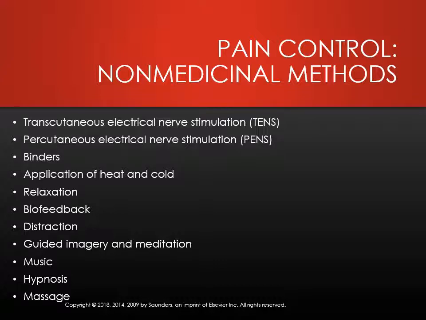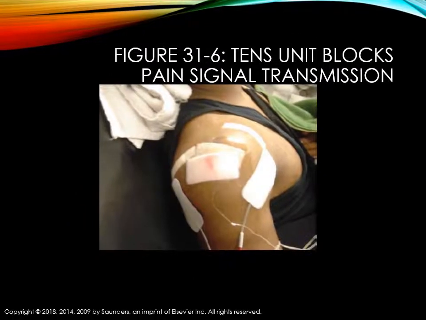Additional non-medical methods include binders, application of heat and cold, relaxation techniques, biofeedback, distraction, guided imagery and meditation, music, hypnosis, and massage. Figure 31-6 shows you an example of the TENS units. This can be found in your textbook on page 600.